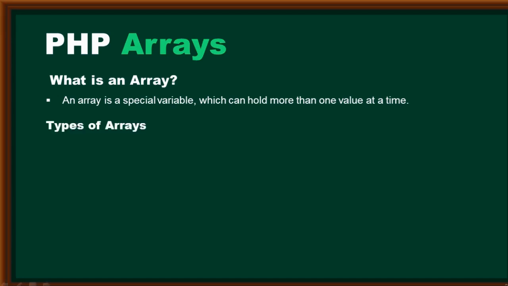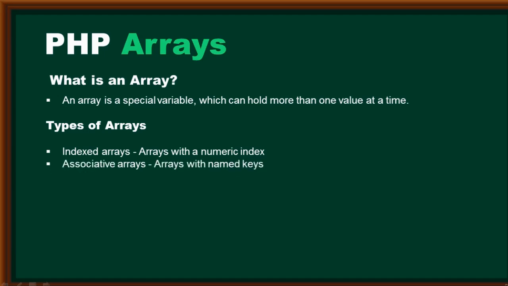There are three main types of arrays in PHP. The first is called an indexed array, which basically is an array with a numeric index. We then have associative arrays. These are arrays with named keys. And then we have the multi-dimensional arrays, which are arrays containing one or more arrays.